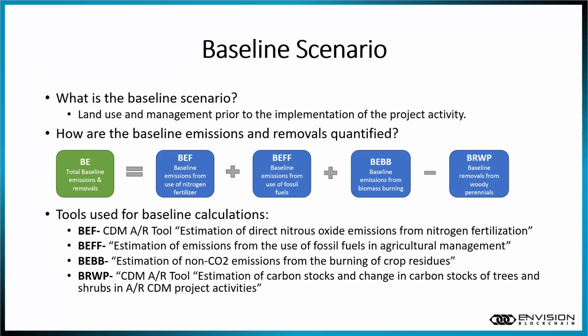How are the baseline emissions and removals quantified? So in that green box, that's the main parameter that we're going to be looking for in this specific methodology. And the ones in the blue are what we're going to use to calculate that. So we're looking at baseline emissions from the use of nitrogen fertilizer, plus baseline emissions from the use of fossil fuels, plus baseline emissions from biomass burning. And then we'll be subtracting the baseline removals from woody perennials.